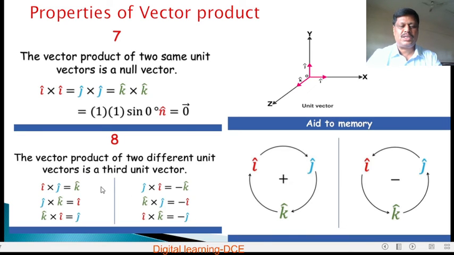Because we know that if A and B are two vectors acting in one plane, their cross product is perpendicular to the plane containing the two vectors. Similarly, if i and j are the unit vectors acting in this plane, their cross product i cross j is perpendicular to the plane containing these two vectors. The unit vector k is perpendicular to the two unit vectors i and j.